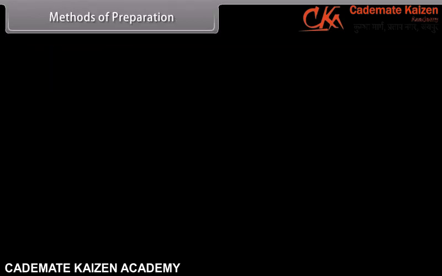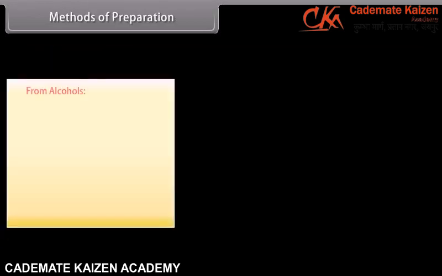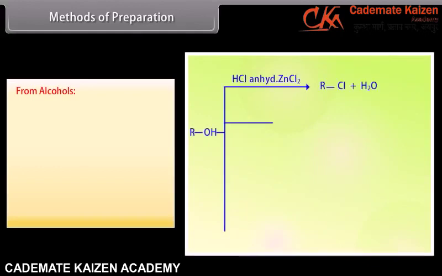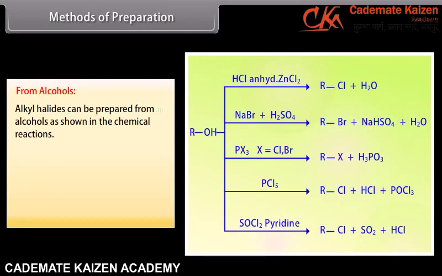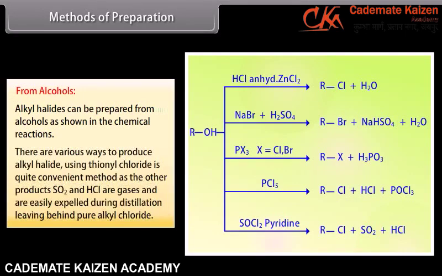Methods of preparation. From alcohols. Alkyl halides can be prepared from alcohols as shown in the chemical reactions. There are various ways to produce alkyl halides, and using thionyl chloride is quite a convenient method as the other products, SO2 and HCl, are gases and are easily expelled during the distillation, leaving behind pure alkyl chloride.